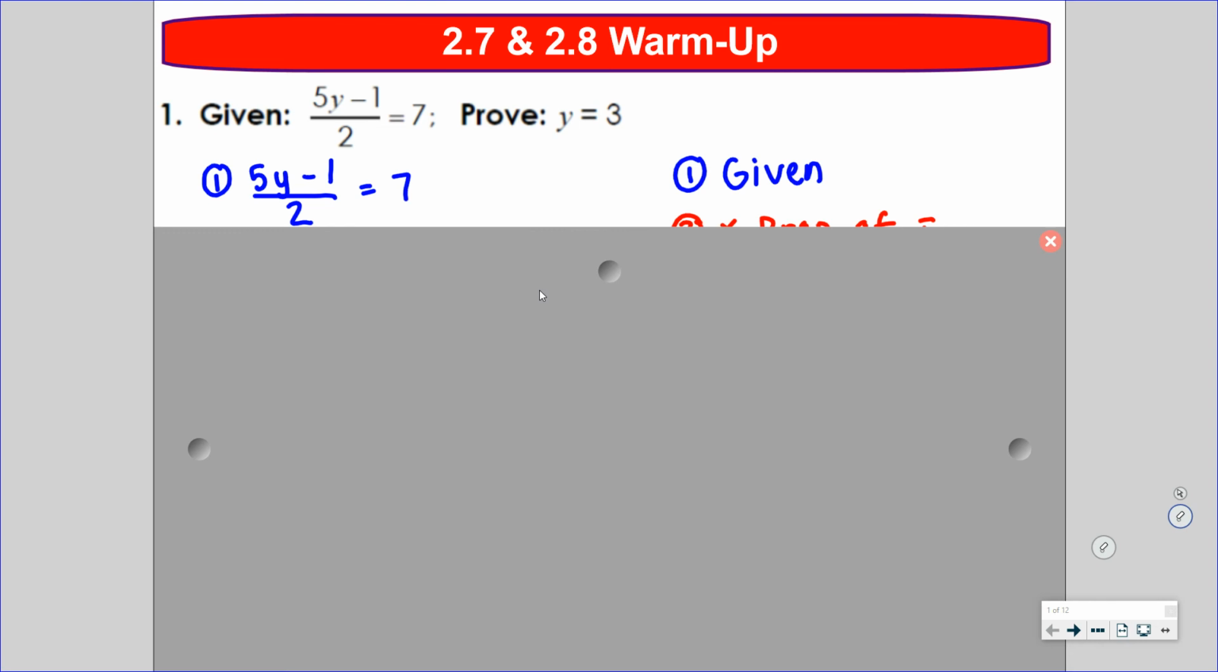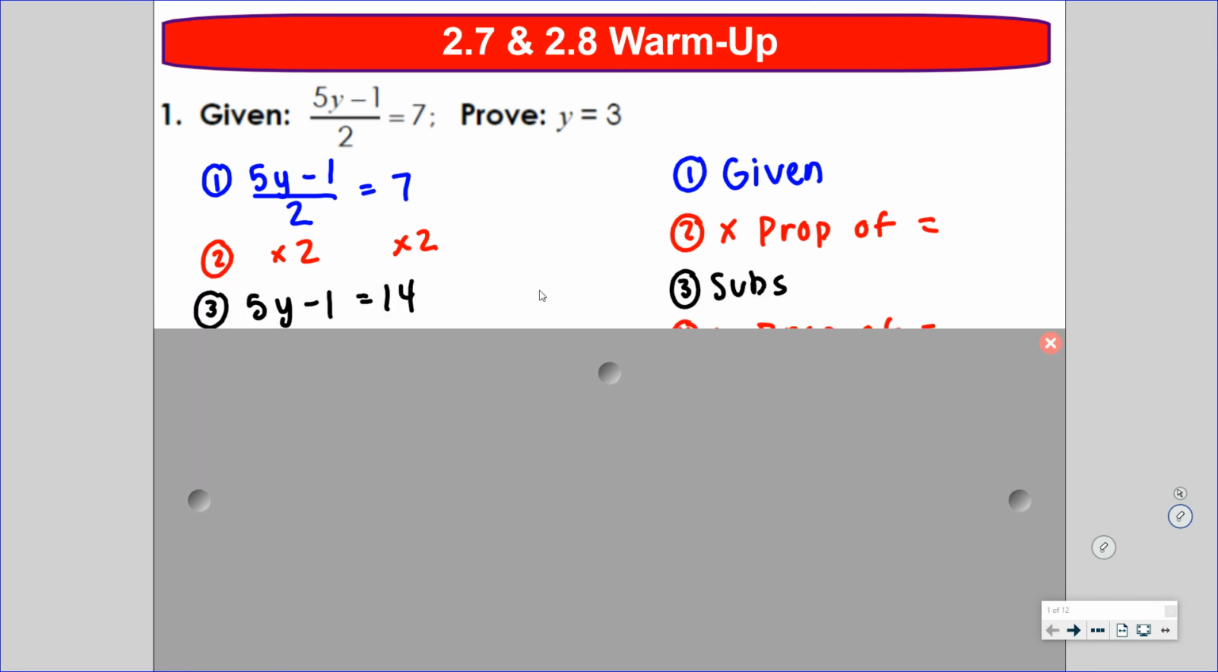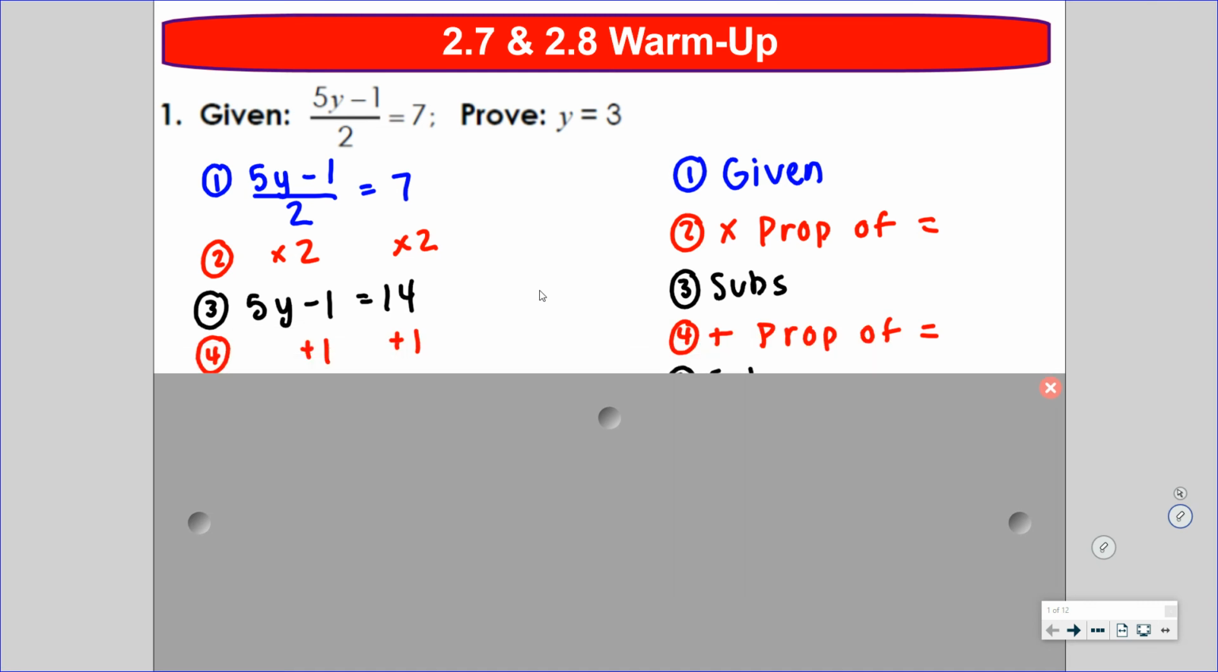All right, next step. If you're just solving this equation for y, you should multiply both sides by 2. That's our multiplication property of equality, which would give us 5y minus 1 is 14. That'd be subs, because you're substituting in something that's the same thing, such as 7 times 2 is the same thing as 14.